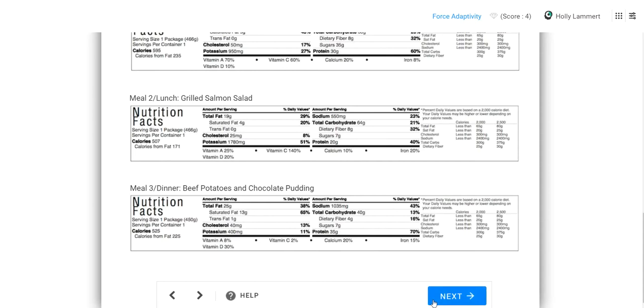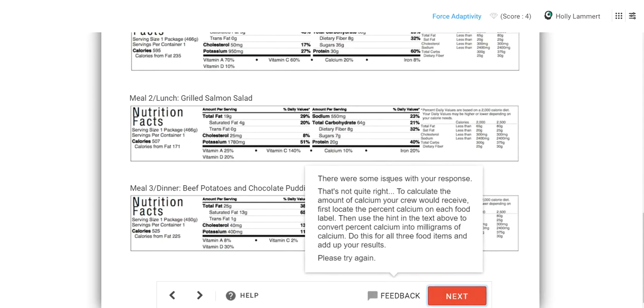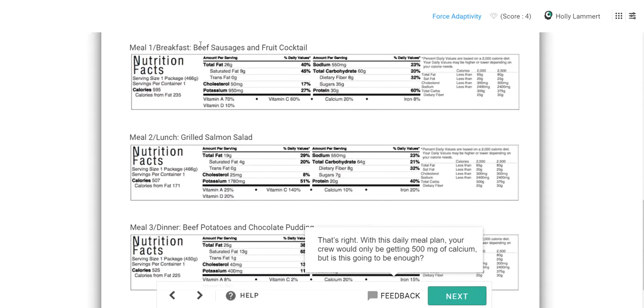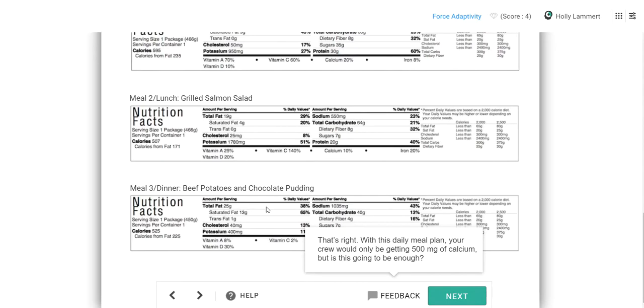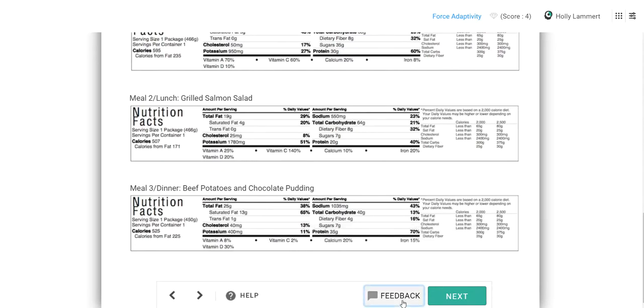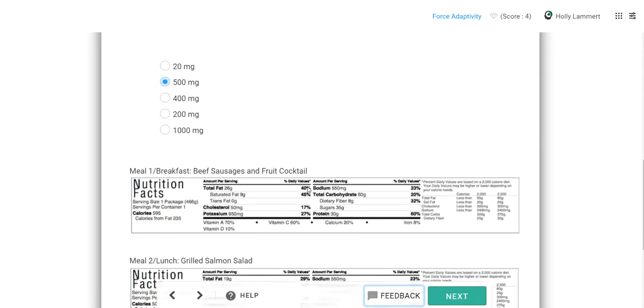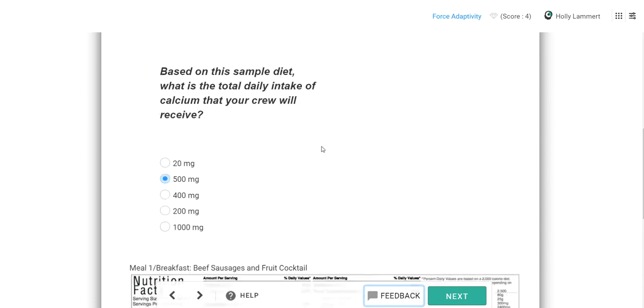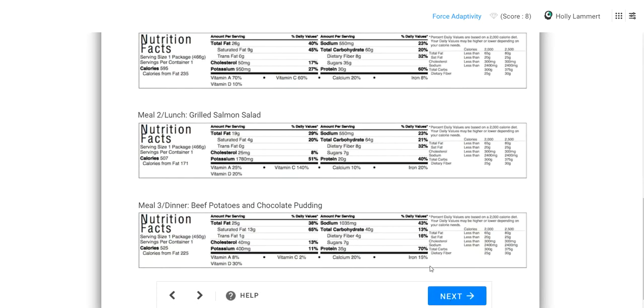Okay. Oh, they want us to look at this meal: beef sausage, fruit, grilled salmon, beef potatoes, and chocolate pudding. Huh, pretty interesting. Okay, so, but all that adds up to 500.